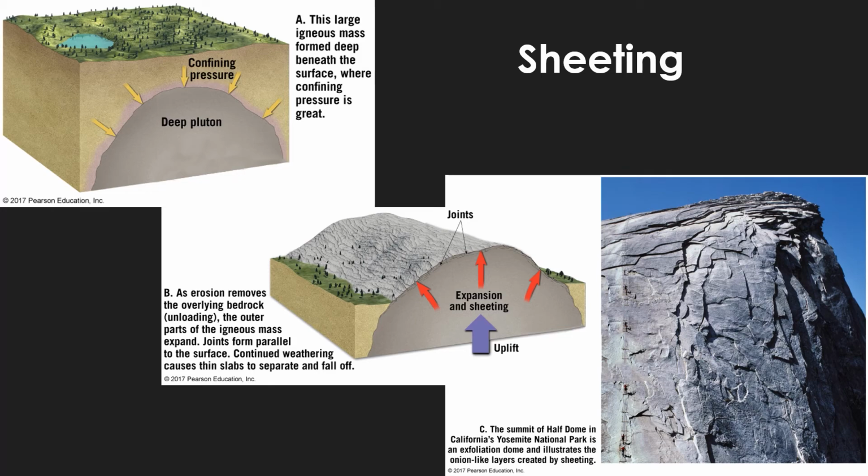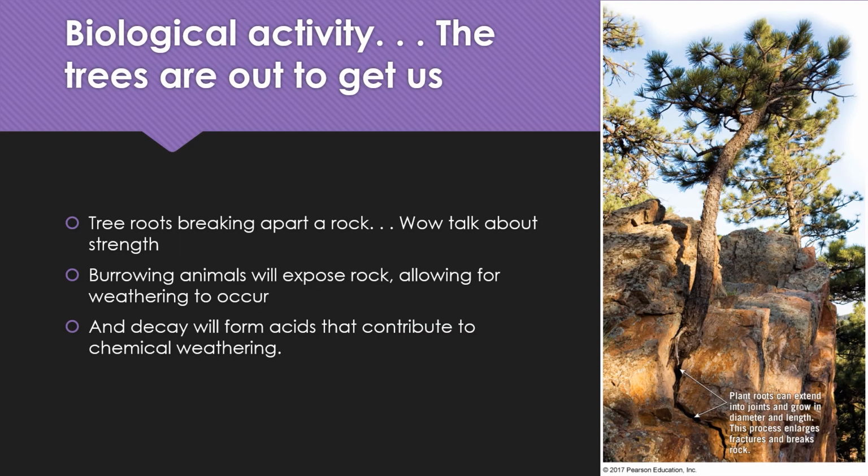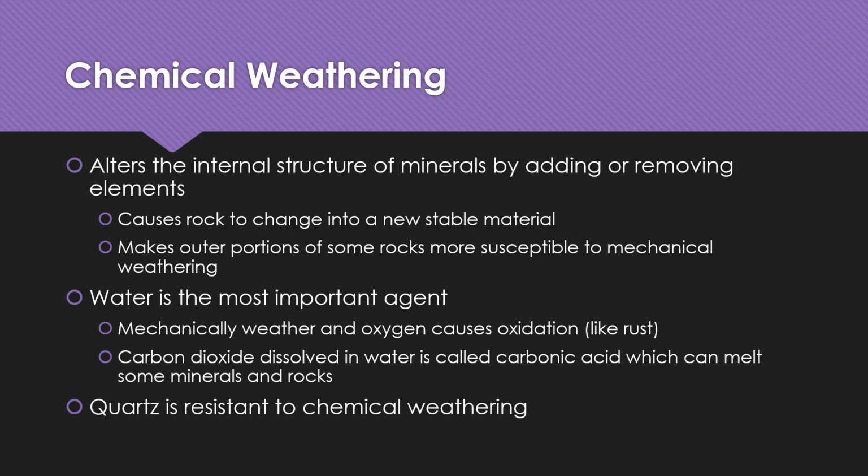And then we have biological activity. So tree roots can break apart a rock. Burrowing animals will expose rock, allowing for weathering to occur, and decay will form acids that contribute to chemical weathering as well. Chemical weathering alters the internal structure of minerals by adding or removing elements. This causes a rock to change into a new stable material. This makes the outer portions of some rocks more susceptible to mechanical weathering because it'll make it softer, or it'll make it more brittle, or it'll lower its strain tolerance.